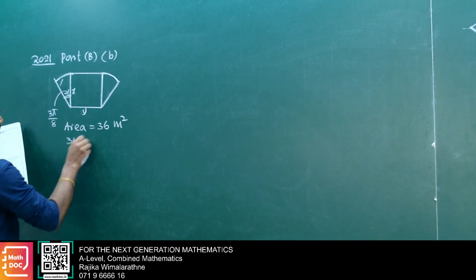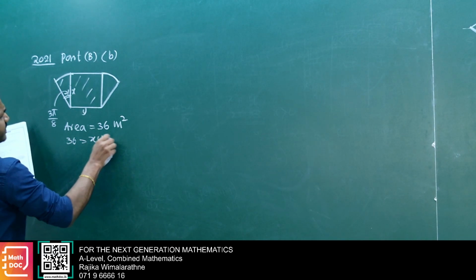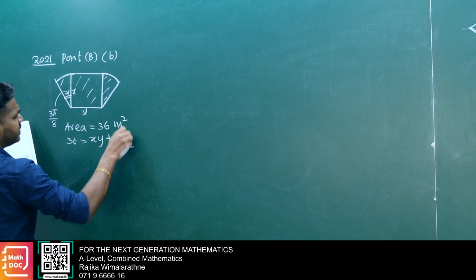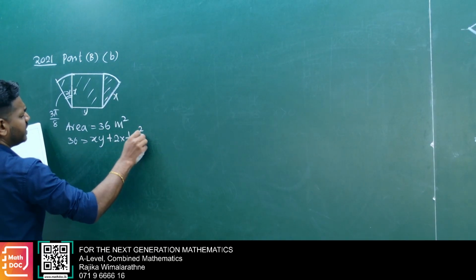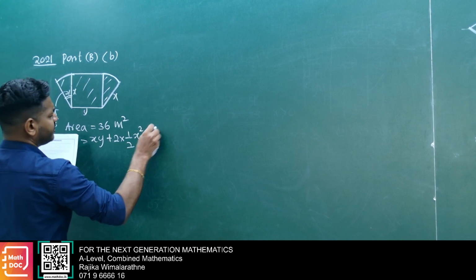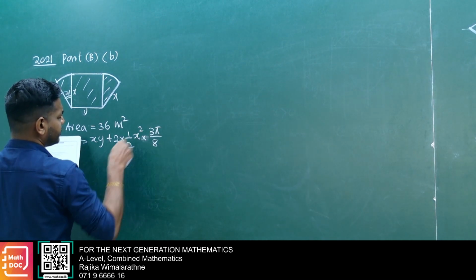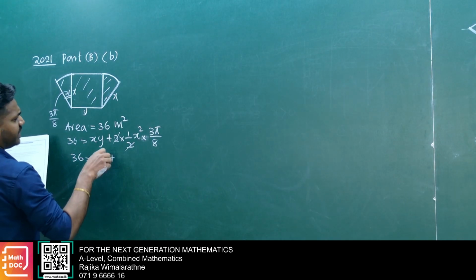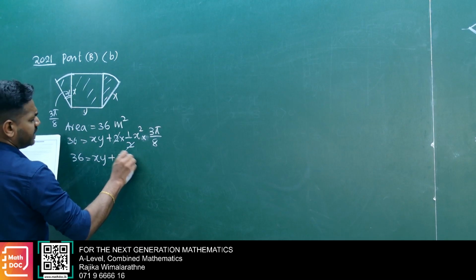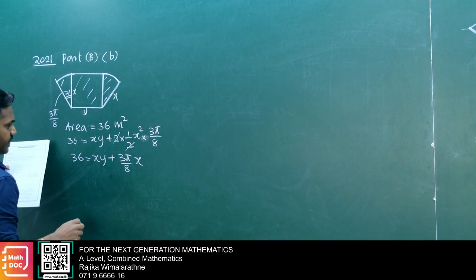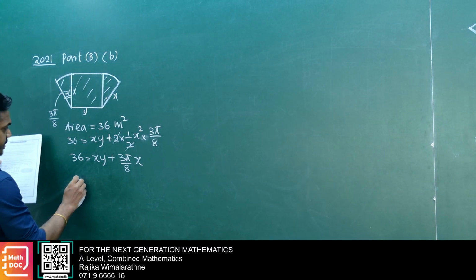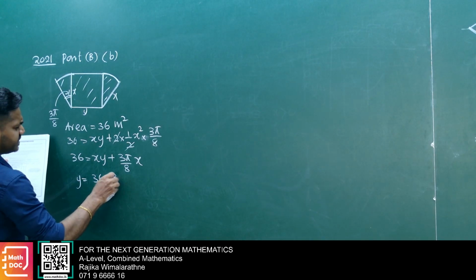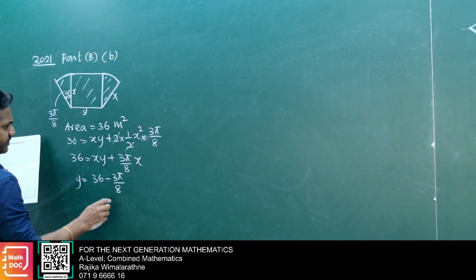Then 36 equals the rectangle XY plus the two sectors. Two times half r squared theta, where r is x and theta is 3 pi over 8. So 36 equals XY plus 3 pi over 8 x squared. Then take Y: y equals 36 minus 3 pi over 8 x squared, all divided by x.